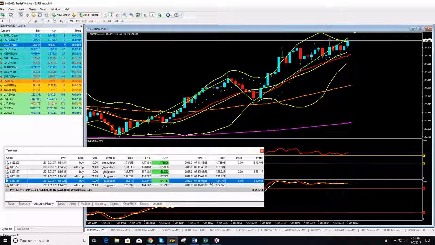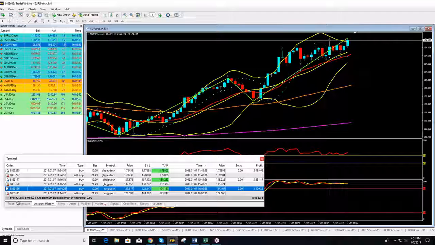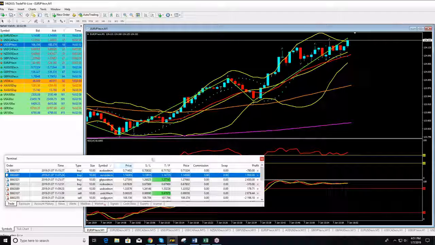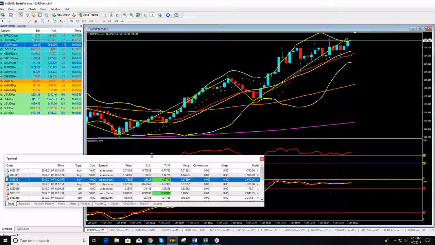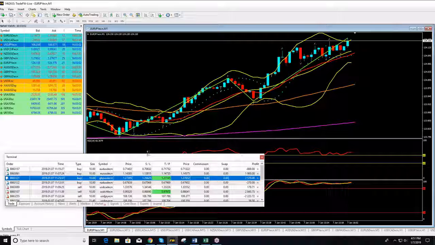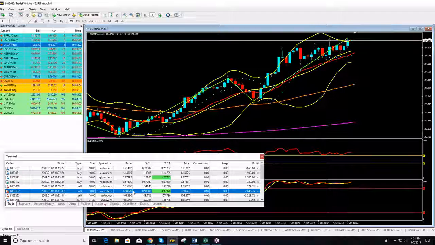$3,229 ended in my pocket. And we are up for the day to $8,956. A nice one. Let's see, guys. There is more coming. I think pound dollar is getting ready now to hit our TP, and dollar CHF is making us some nice money, guys. So let's see.